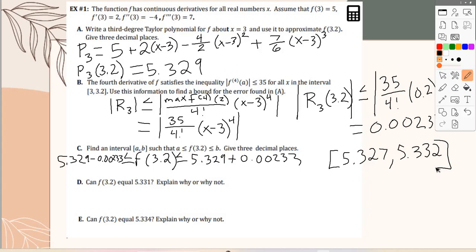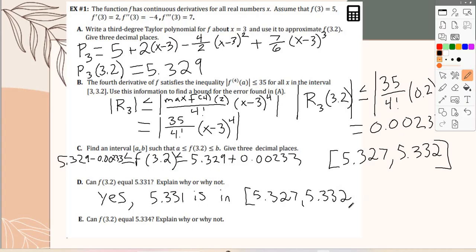What questions do we have there? Alright, what do we think about part B? Can f of 3.2 equal 5.331? Why? It lives in that interval. So we're good. What about the second part?